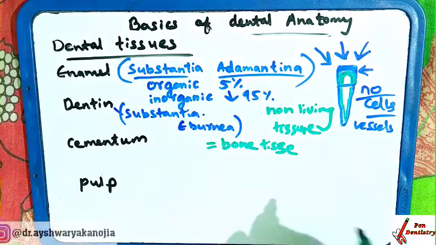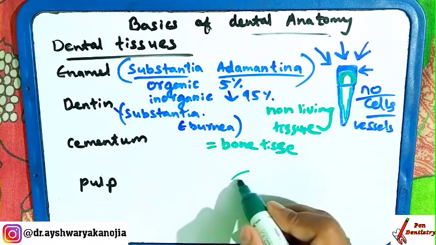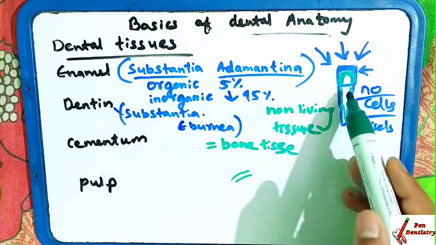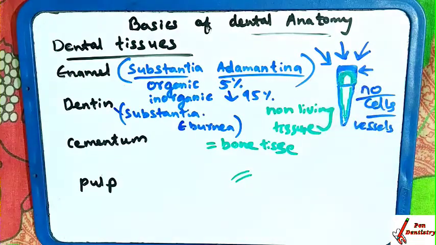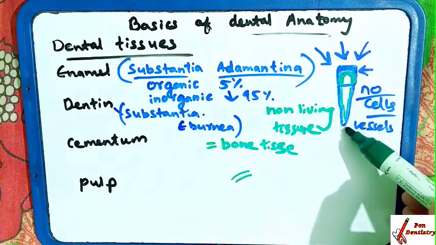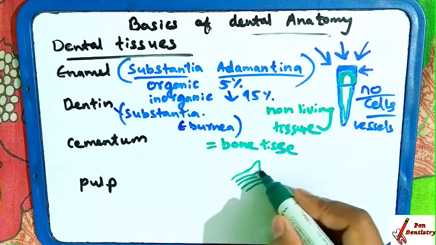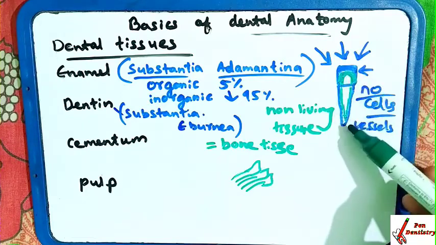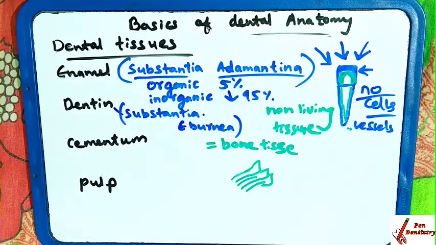And what else is present here? Small tubules are present in the dentine, from the crown up till the region of the pulp. This was the dentine. Now we are coming to cementum.